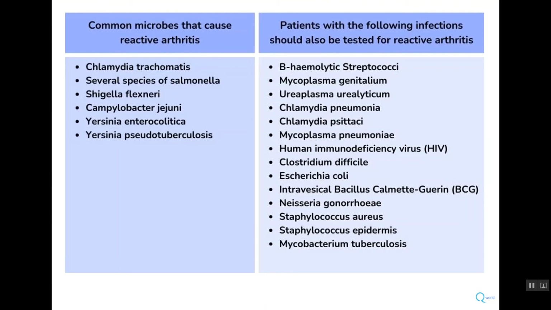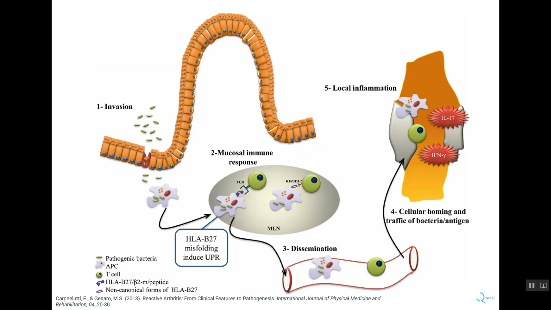But we also have to consider reactive arthritis following infections due to beta hemolytic streptococci, Mycoplasma genitalium, Ureaplasma, other chlamydia species, HIV, Clostridium difficile, E. coli, intravesical BCG given in the urinary bladder, Neisseria gonorrhoeae, Staphylococcus aureus and epidermidis, and Mycobacterium tuberculosis. Now what happens? What is the pathogenesis?